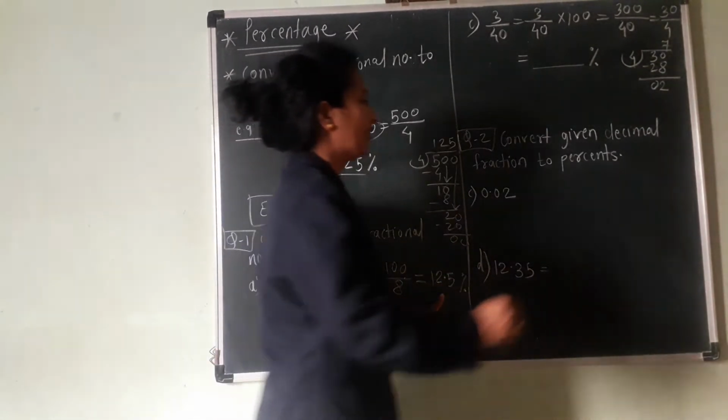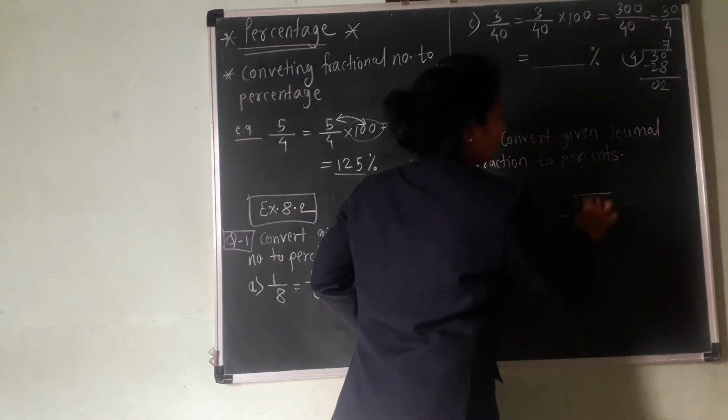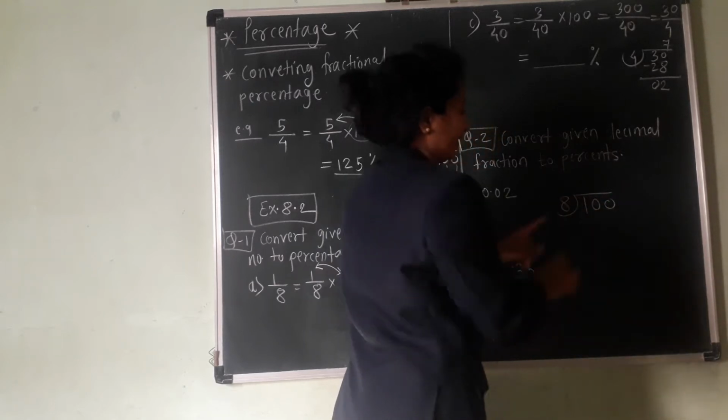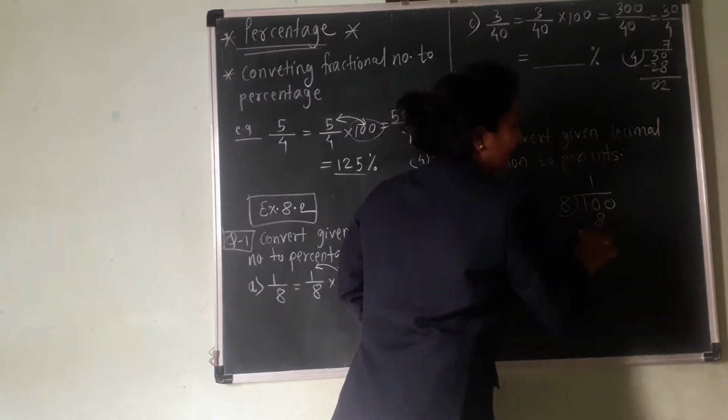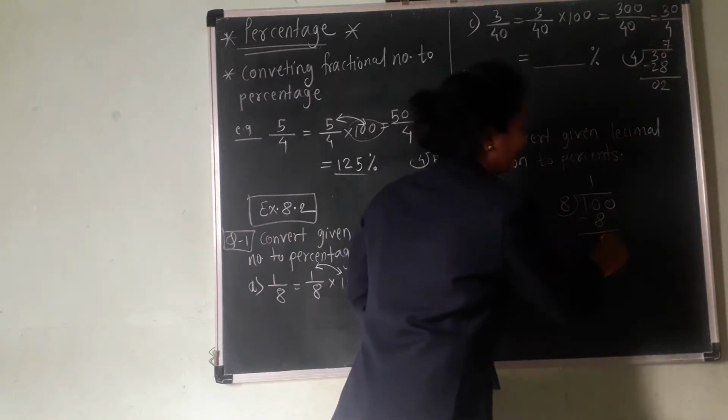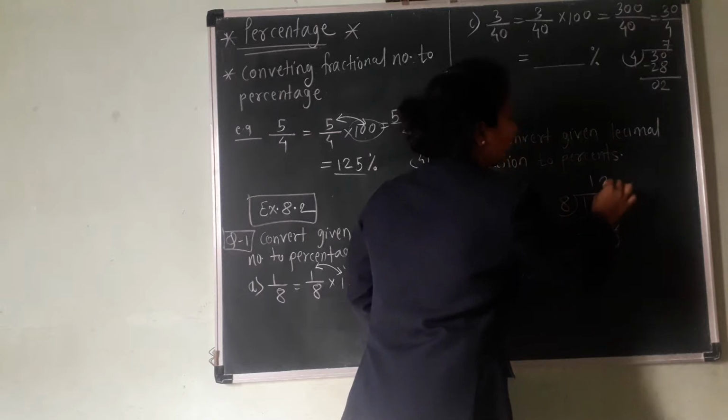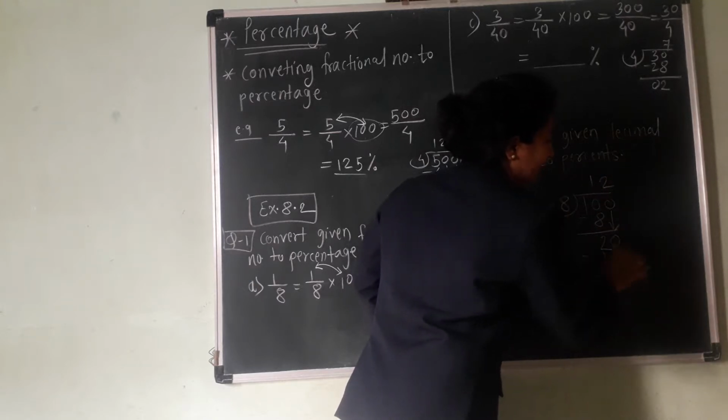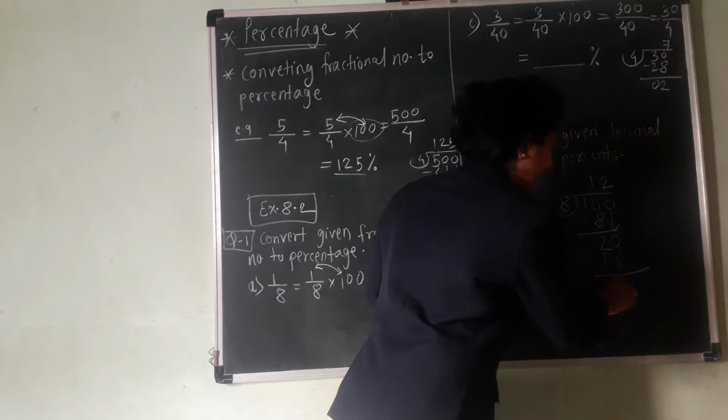If you want to check how it comes, here it's 100. When you divide 100 by 8, here 8 ones are 8. 10 minus 8 will be 2. Bring down the 0 as it is. Then 8 2s are 16. Then 20 minus 16 will be 4 here.